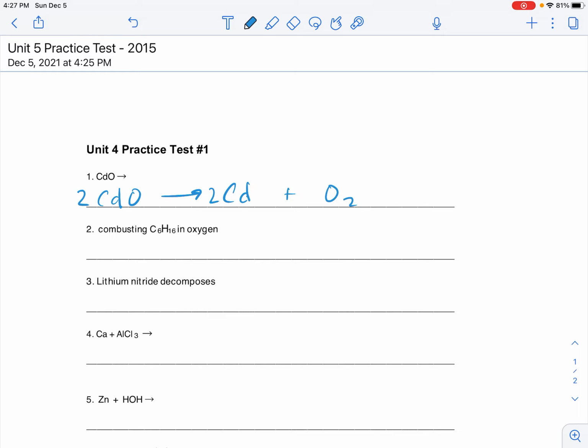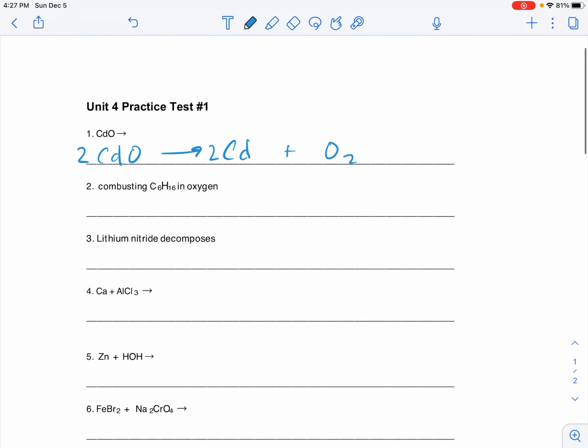Number 2, combusting C6H16 and oxygen, so obviously it's a combustion reaction. C6H16 plus oxygen, which is a sneaky 7, don't forget, always makes carbon dioxide and water. And to balance it, you want to balance in alphabetical order. So 6 carbons, 16 hydrogens. 8 times 2 is 16 hydrogens. And then add up all your oxygens here. You've got 12 plus 8 more here, and that gets you 20. So you're going to put a 10 there.